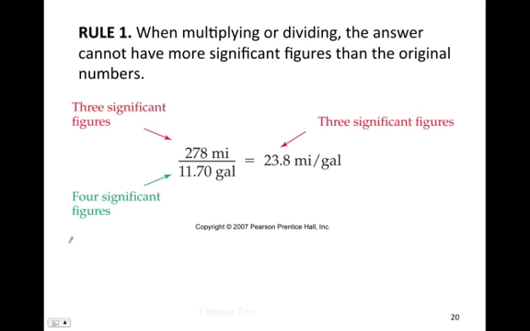When multiplying or dividing, what we're limited by is the least amount of sig figs we put into the calculation. So no matter how many things you multiply and divide, we need to look through every single number, determine its significant figures, and then round our answer to the least of those significant figures. So in this case, we have 3 and 4, and that means our final answer must have only 3.